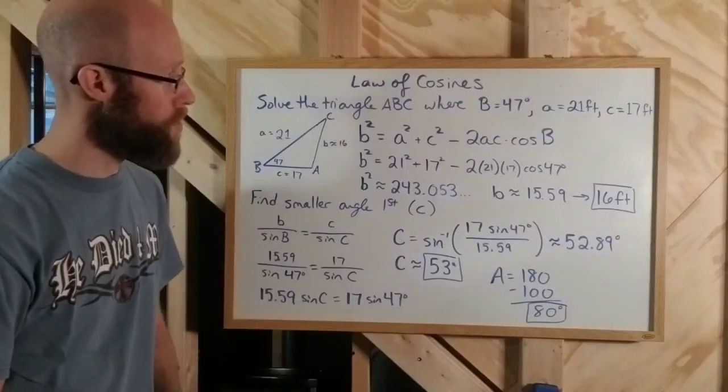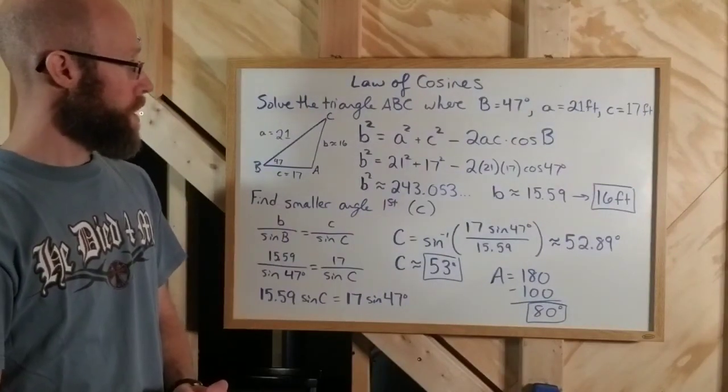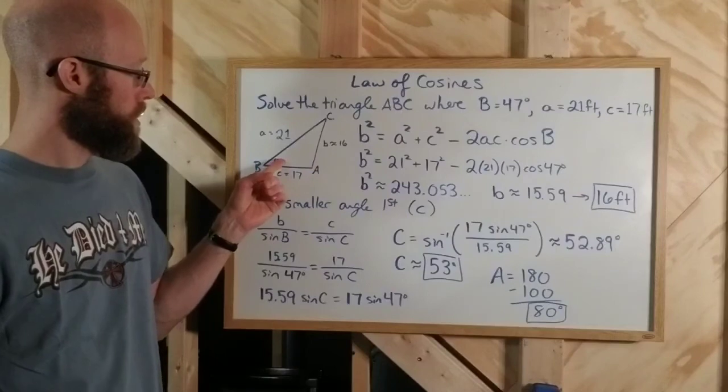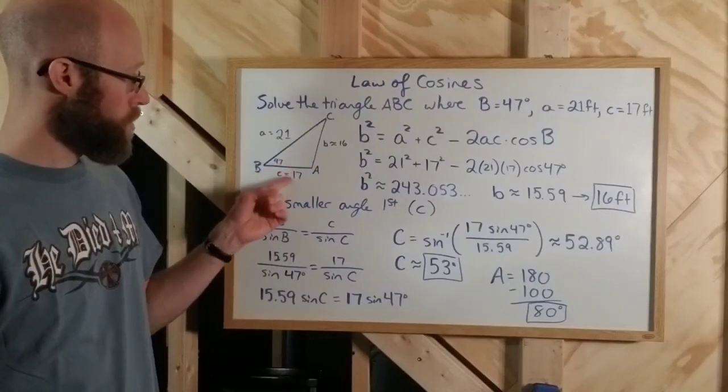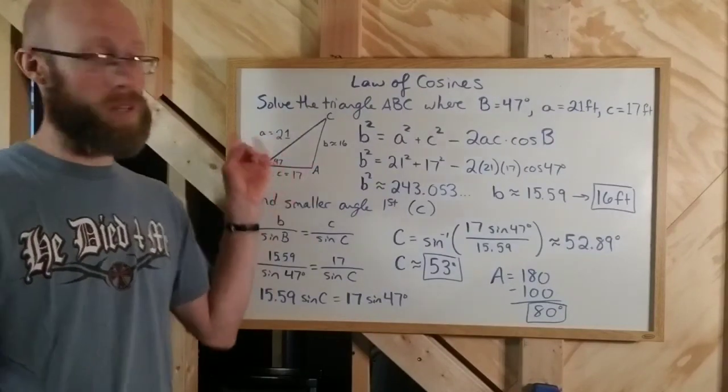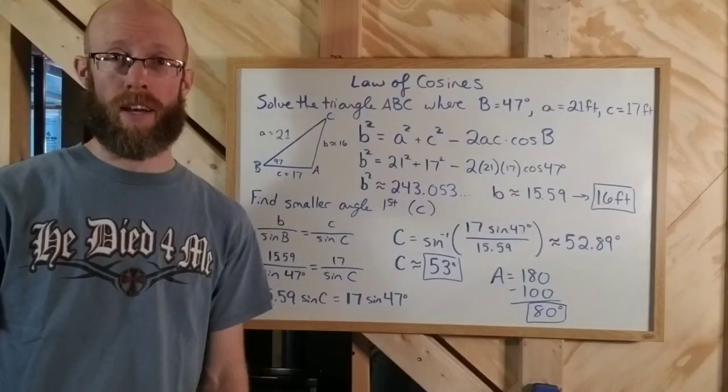Next example will show you where instead of having an angle included between the two sides, we'll do 3 sides. We'll go with 3 sides and then find the angles.